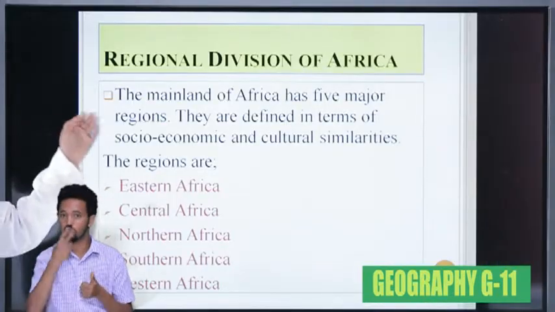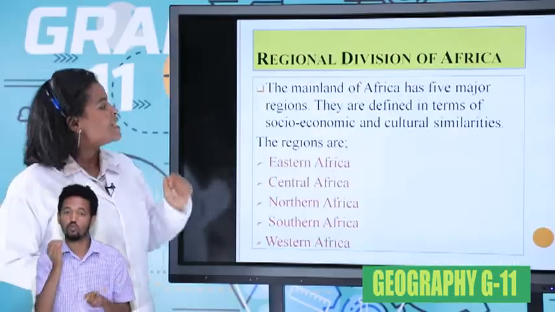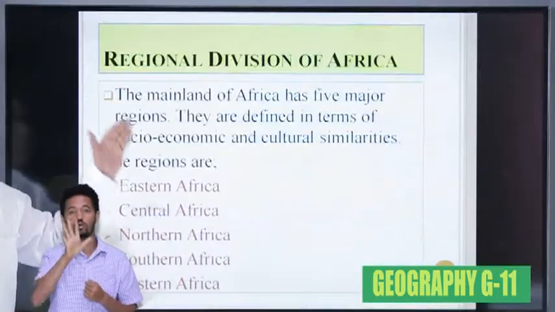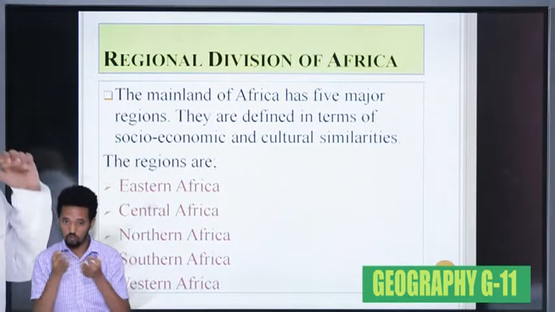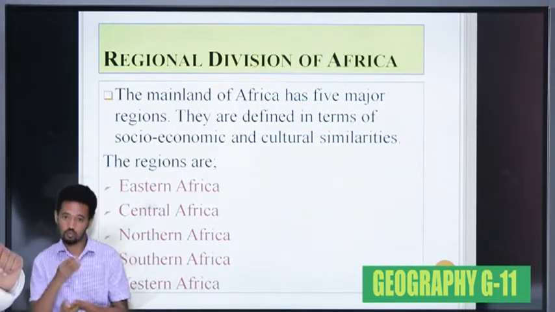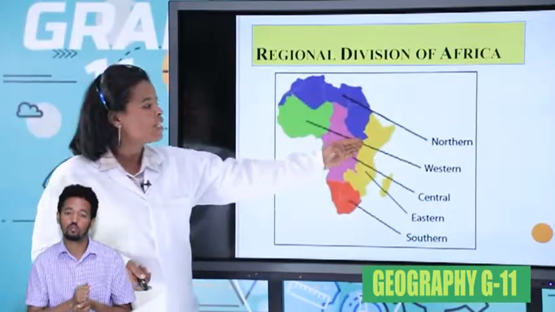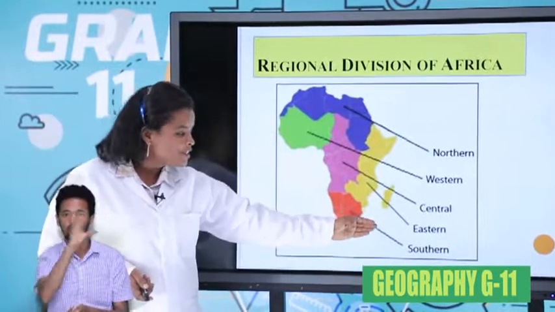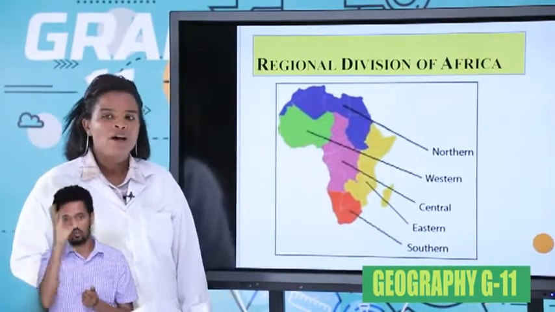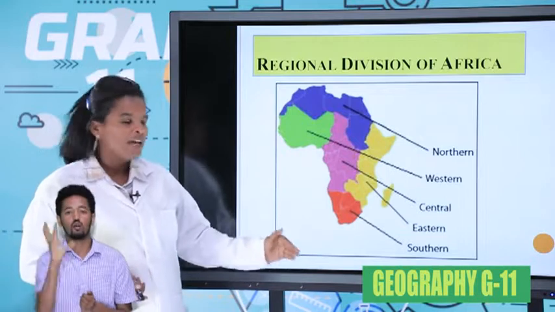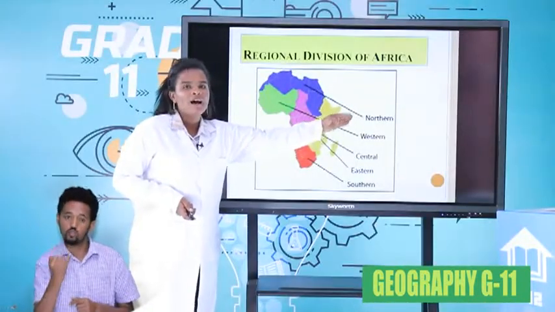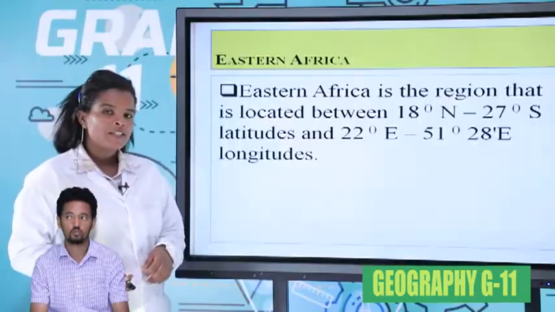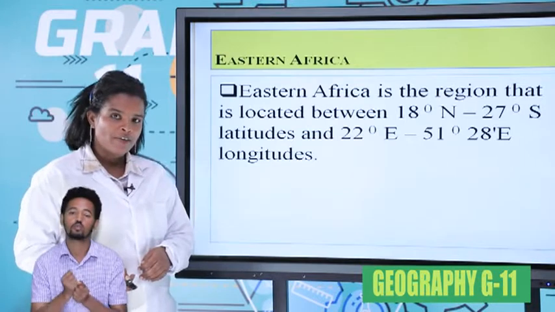When you see the regional division of Africa, the mainland of Africa has 5 major regions. They are defined in terms of socio-economic and cultural similarities. The regions are Northern Africa, Western Africa, Central Africa, Eastern Africa, and Southern Africa. In terms of area, the largest is Northern Africa, and the smallest is Southern Africa.